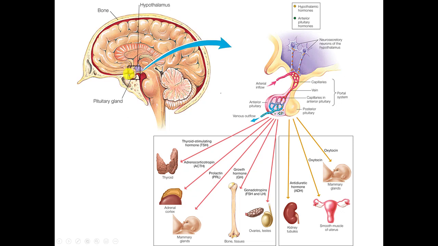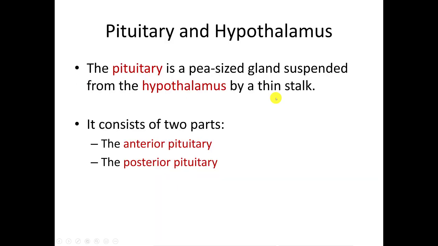Okay, if we look at this little image right here, this box is just blowing up the hypothalamus and the pituitary gland a lot bigger, so you can see it a little bit better. There's two parts to the pituitary gland. Because it releases so many hormones, it's divided into an anterior or a front half and a posterior or a back half.